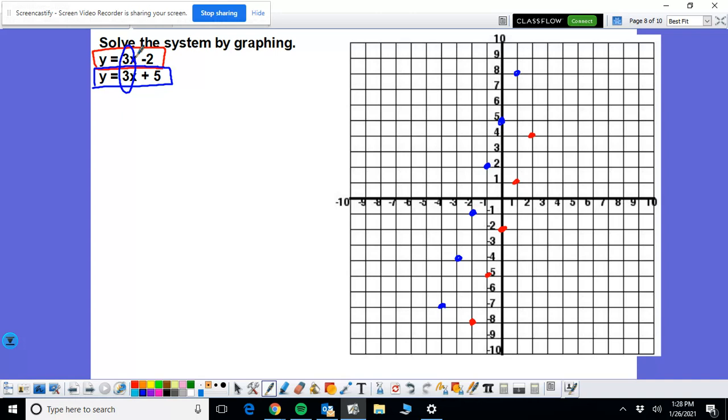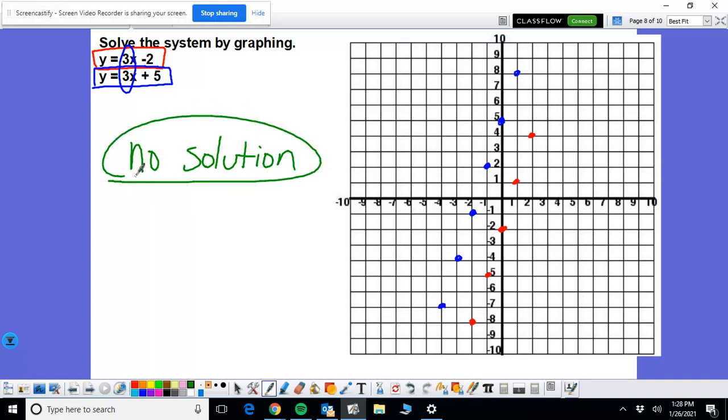So what's the answer to the system? If the answer is where the lines meet and the lines never meet, there is no solution. All right, that is literally your answer. The answer is there is no answer. There's no place, there's no point that's on both of these lines.